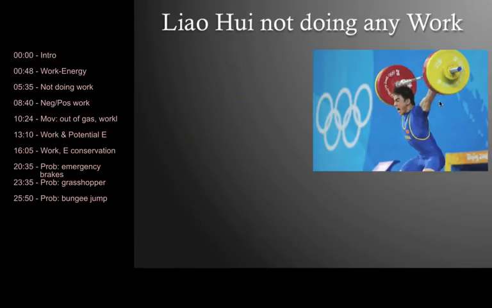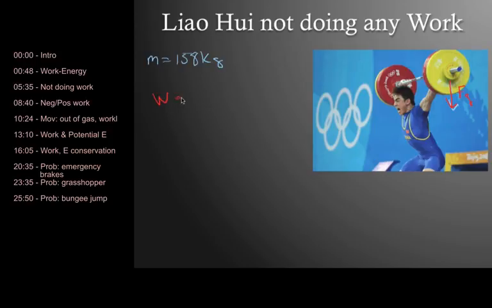Here we have Liao Hui at the Beijing Olympics, and he's holding, I think this mass is 158 kilograms. It's quite a bit. And he's holding it above his head. And so the force of gravity on this object is this 158 kilograms times 9.8. That's the force of gravity pulling down on this weight. And I'm telling you that Liao Hui is not doing any work here. Even though he's straining, you can see his neck, his arms, he's straining quite a bit. So why isn't he doing any work?